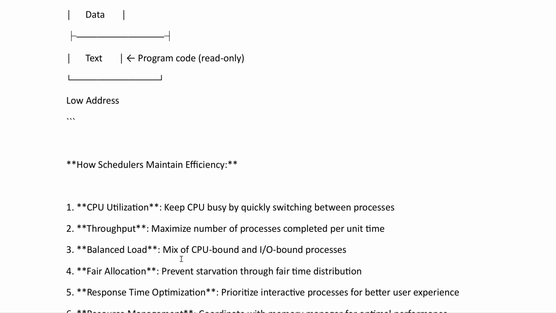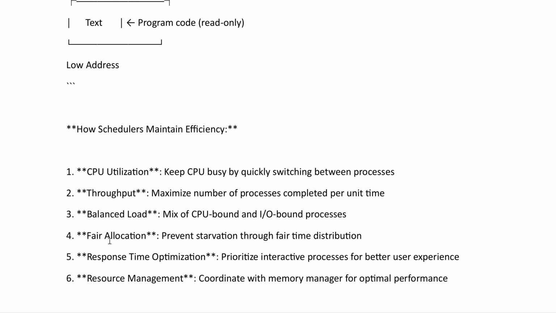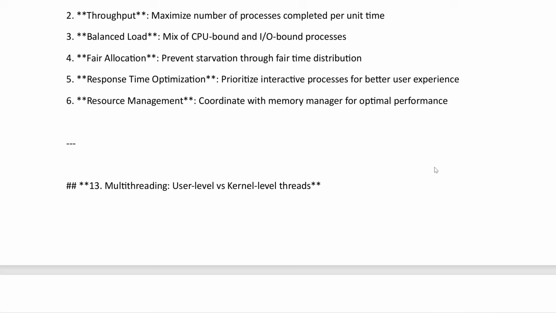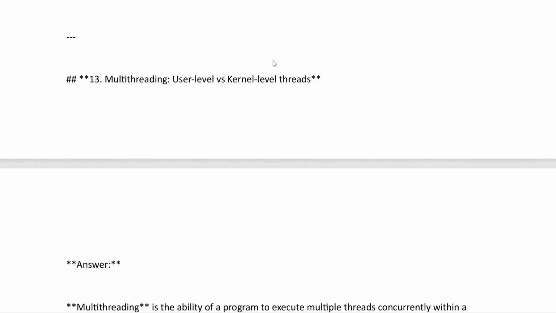Schedulers also maintain efficiency through balanced load, that is, through a mix of CPU bound and input output bound processes. By fair allocation, that is, preventing starvation through fair time distribution. Response time optimization, that is, prioritizing interactive processes for better user experience. By resource management, that is, coordinating with the memory manager for optimal performance.